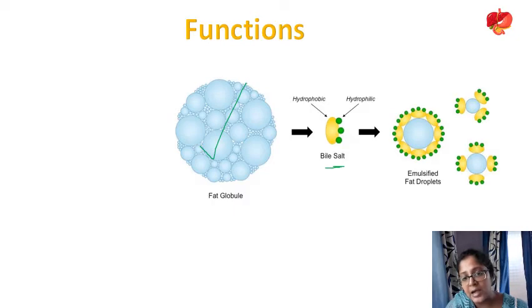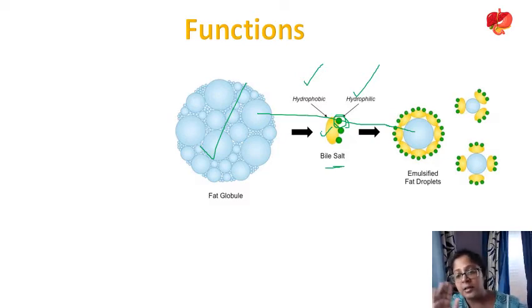Bile salt has a hydrophobic part, that means the part which fears water, and a hydrophilic part, the part which loves water. Philic means love, phobic means fear. So these green balls are the hydrophilic part, the loving part, and the yellow ball is the phobic part, the fearful part. If this is a fat globule, you can see the phobic part is attached to it.